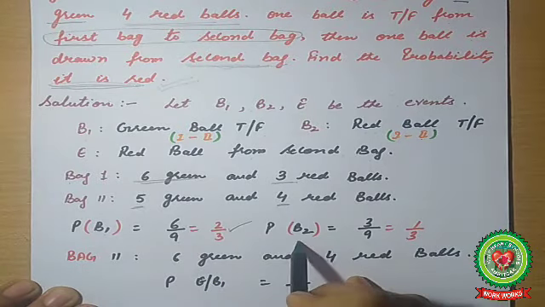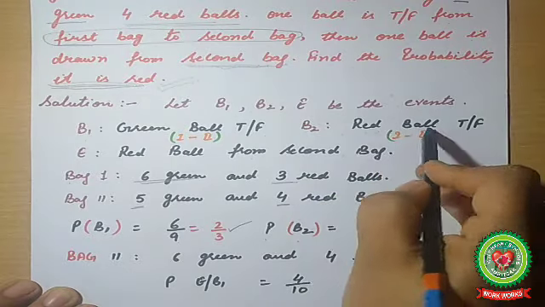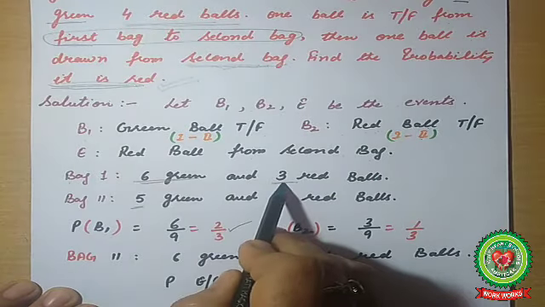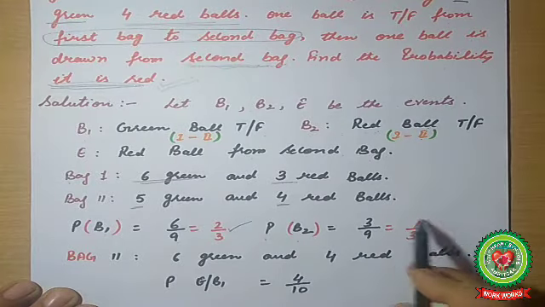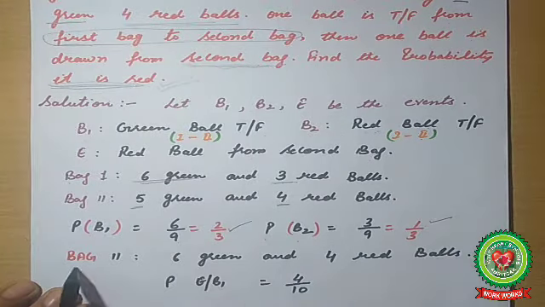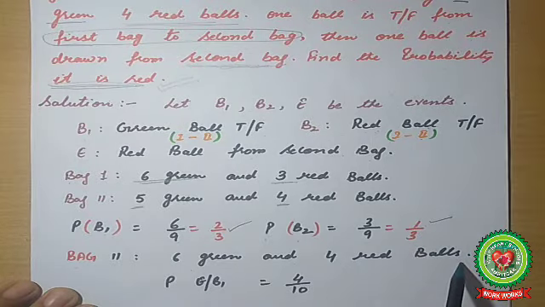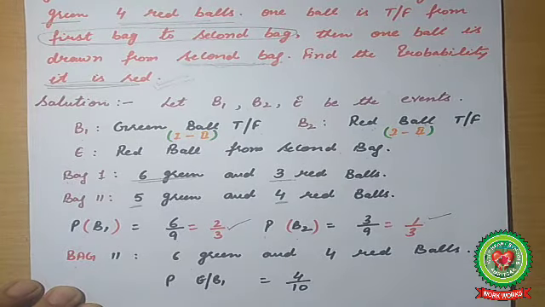So P(B2), red ball is the condition there. How many red balls are there? 3. How many total balls are there? 9, so 1 by 3. Now for bag 2, 5 green and 4 red balls are there. Clear? Now after that transfer case, what is the condition for the second bag?